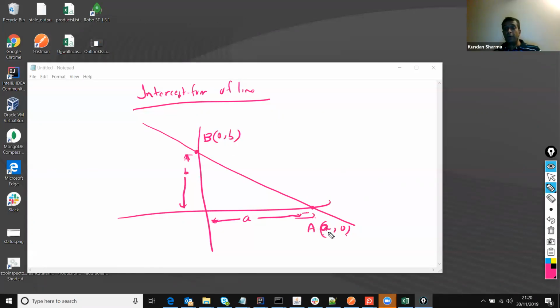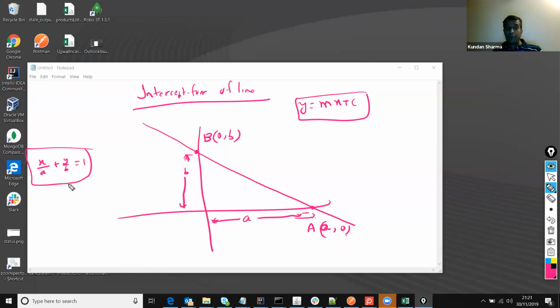So now we know 2 points, and if we know 2 points on a line, we can apply the 2-point slope formula to find out the equation of a line, right? So how do you find out the equation of a line? We'll say y is equal to mx plus c. So if we have a condition where the intercept made by the line on x-axis is a units and the intercept made by the line on y-axis is b units, then the equation of the line becomes x by a plus y by b is equal to 1.